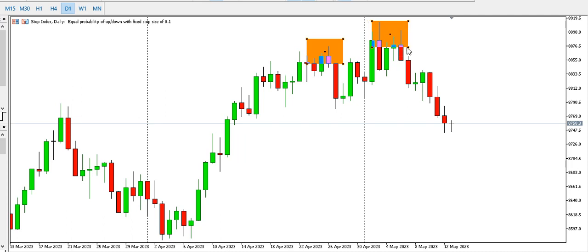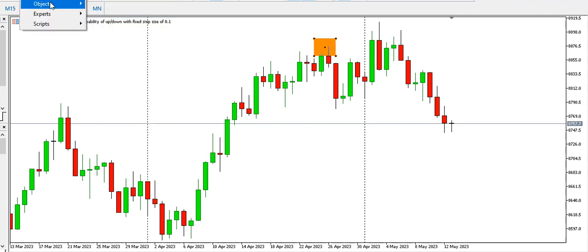Okay, or we can call it a head and shoulder pattern. This is the left shoulder, this is the head, and this is the right shoulder.